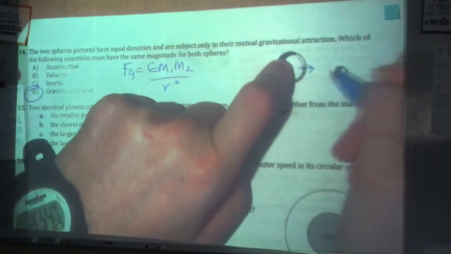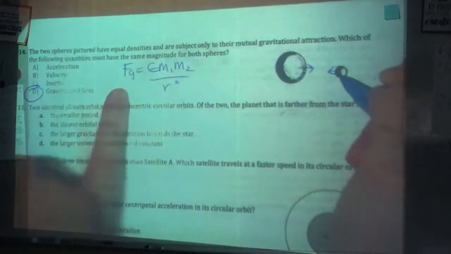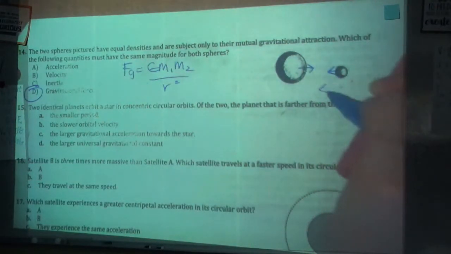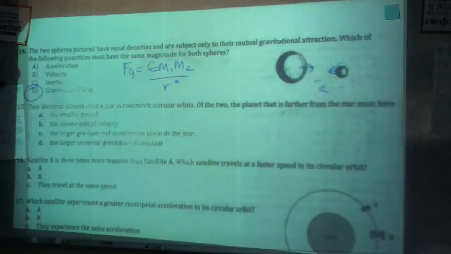If we are talking about the force of this one on this one and the force of this one on this one, that's the same force, the force of gravity. Now, this one actually moves because it feels the same force but a much smaller mass, so a bigger acceleration, but it's the same force.